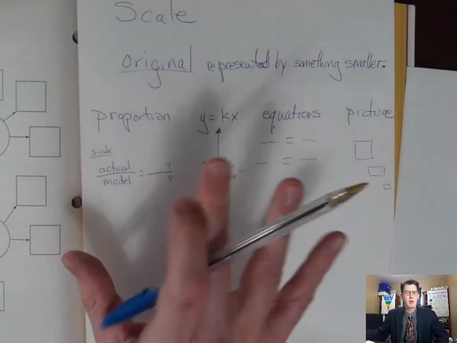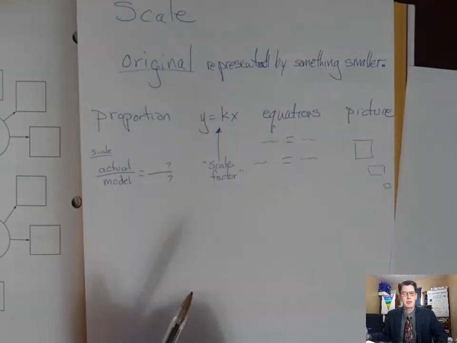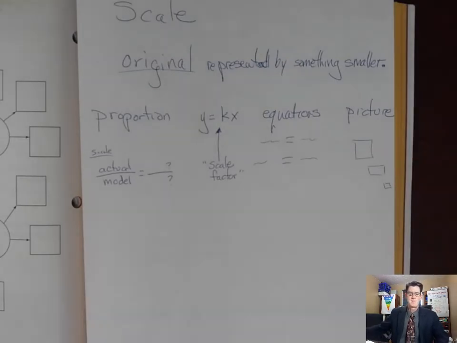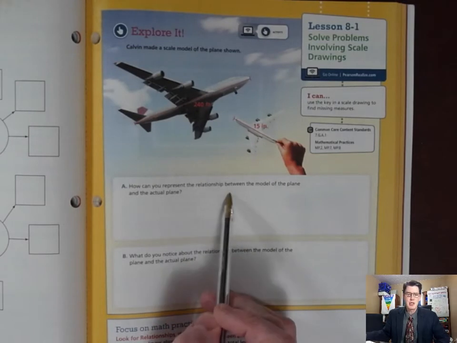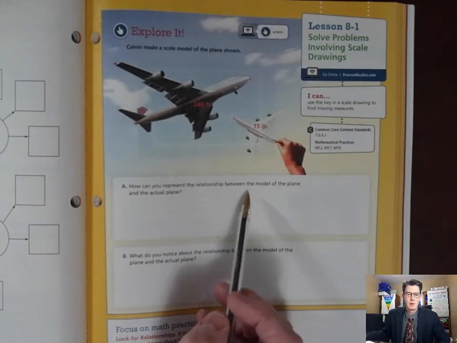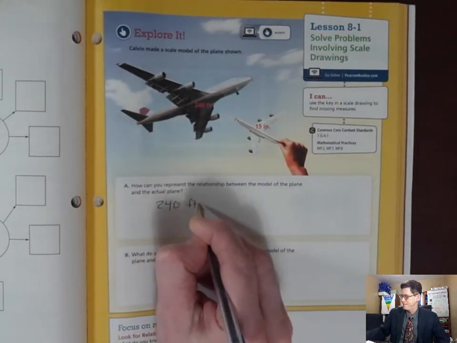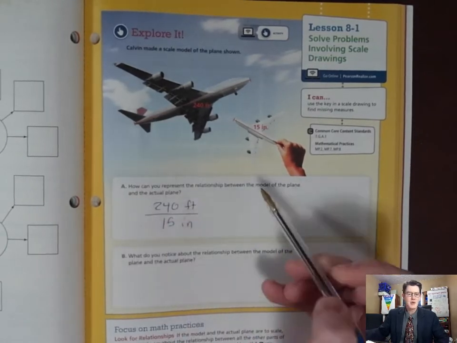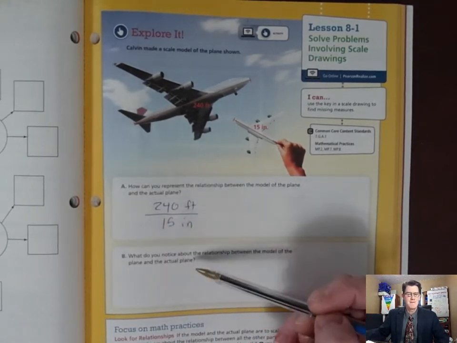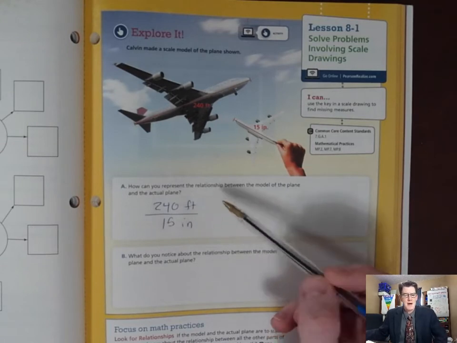I'm just wanting to show you these. We're going to go through each of them. We're going to discuss them each, but feel free to hit pause and write these notes down, and then I'll explain kind of what I'm talking about. Okay, here we go. For example, how could you represent the relationship between the model of a plane and the actual? Well, let's see. If the actual is 240 feet, and that is equivalent to 15 inches, that's one way to represent the scale factor for that airplane. That's one way to write a fraction, a proportion.